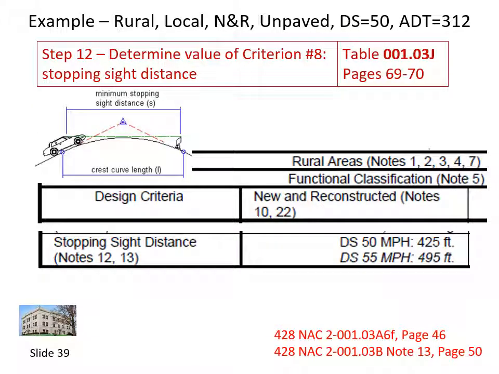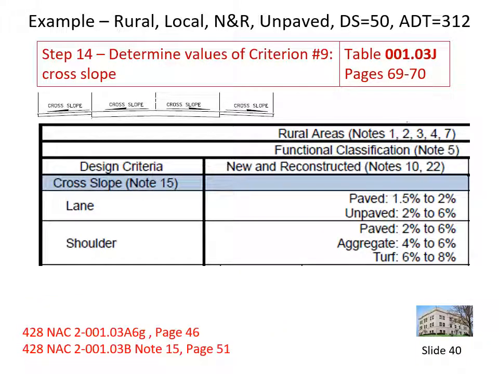The minimum sight distance is 425 feet. We have already reviewed Notes 12 and 13 and concluded that nothing in those notes apply to this project. The minimum lane cross slope is 2% and the maximum is 6% for an unpaved road, as in this example. The last paragraph of Note 15 recommends, for unpaved roads, a lane cross slope in the middle of the range, 4% plus or minus. The minimum turf shoulder cross slope is 6% and the maximum is 8%.